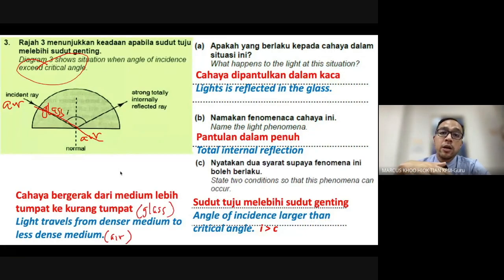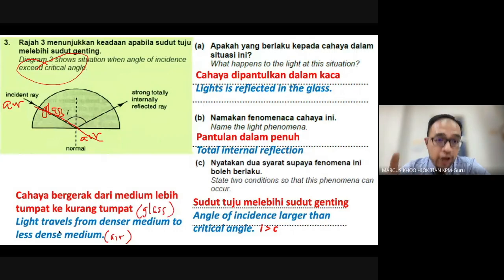Because as we said just now, at the critical angle, if the angle of incidence is exactly the same as the critical angle, the refraction is 90 degrees. If the angle of incidence is less than the critical angle, then refraction happens. But if the angle of incidence is bigger than the critical angle, then total internal reflection happens. Why is it called total internal? Because there is no longer any refraction.